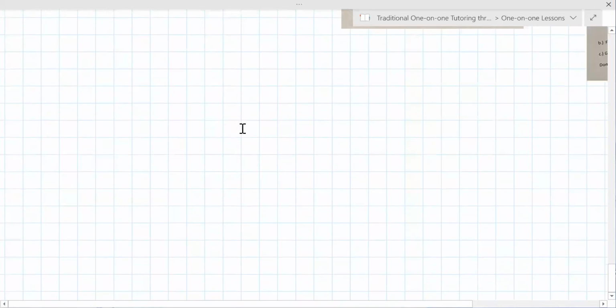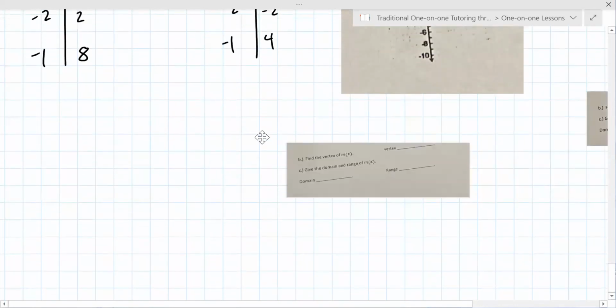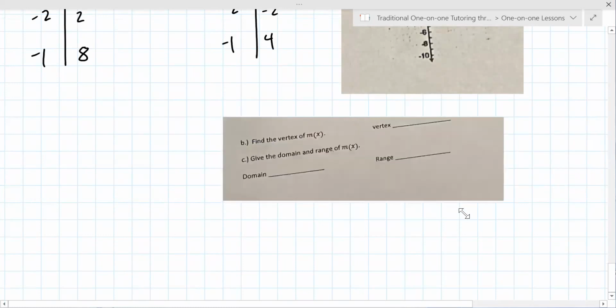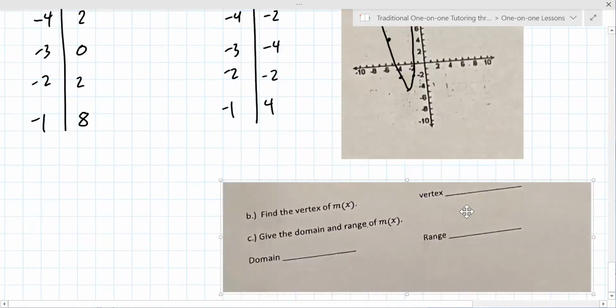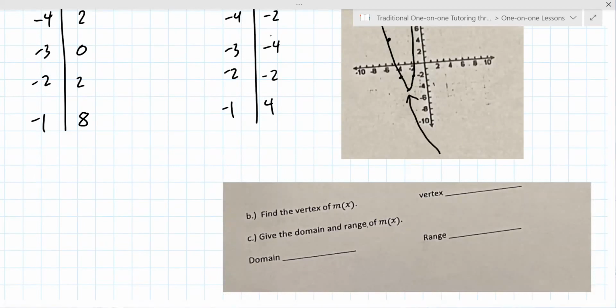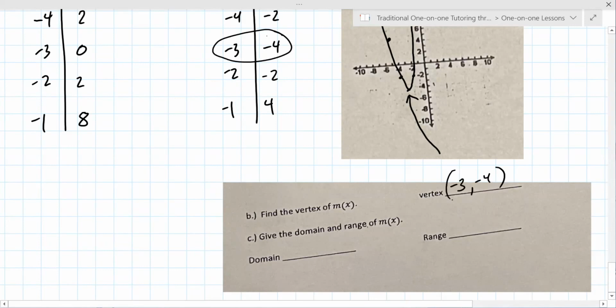After this, there's only one more, it's 14. So we're moving right through it. So that vertex is that bottom point there. It's right in the middle of our table. It's going to be -3, -4. That's right.